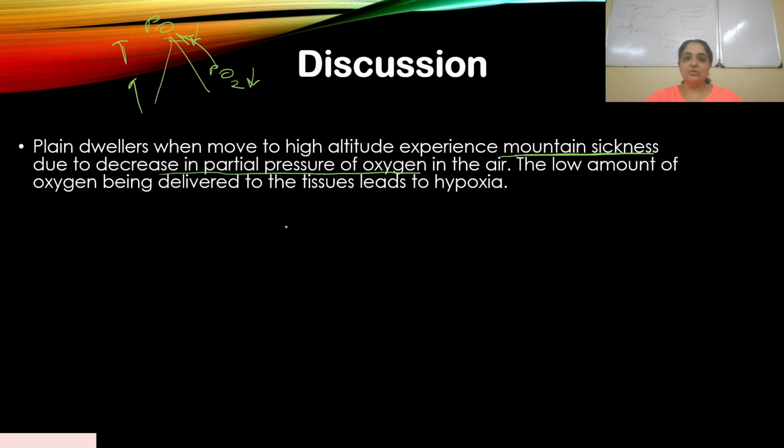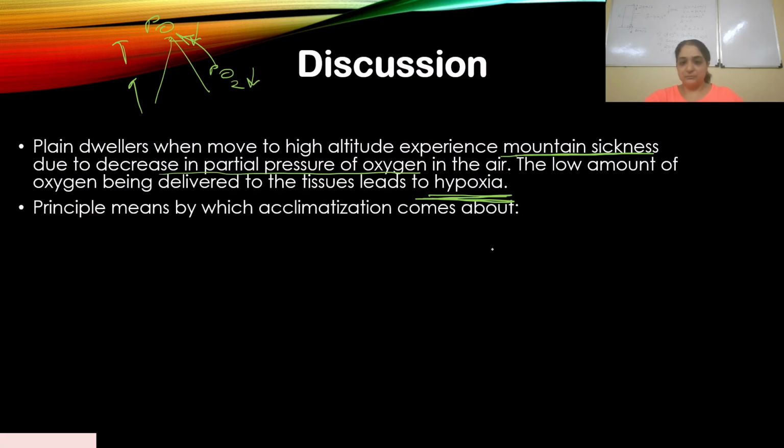So a low amount of oxygen is being delivered to the tissue, which leads to a condition called hypoxia. This is important. It leads to a condition called hypoxia because not enough oxygen is being delivered to the tissue cells. So what happens now? Your body is a very flexible structure. It is able to acclimatize and adapt to that condition, and certain changes in your physiology happen during that period.